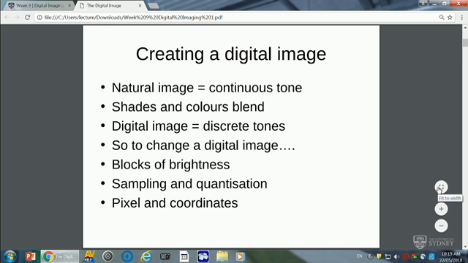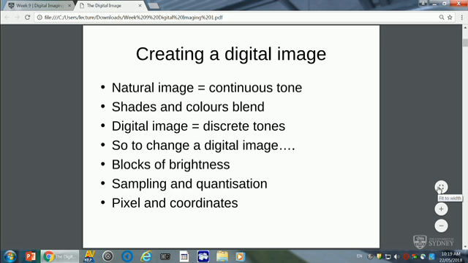So if you can imagine what a natural image is, the reason why digital can never be as good as a natural image or as film is that digital is about boxes. It's about putting a value into a box.